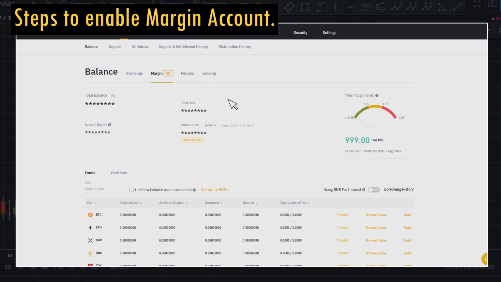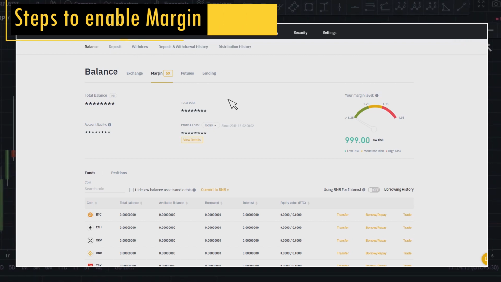So that's how you open your margin account. It's just 2 simple steps. You don't have to create a separate account, or you don't need separate credentials for that.